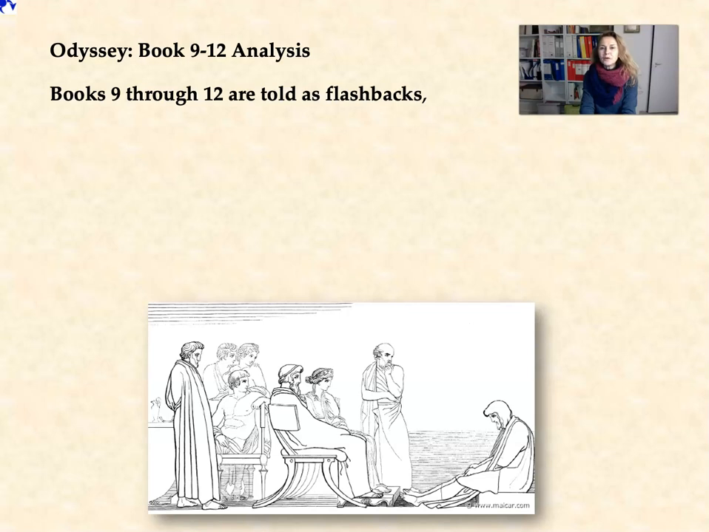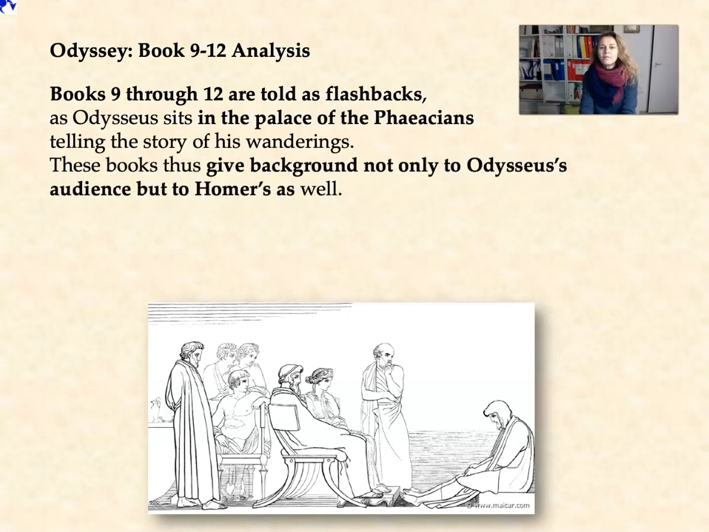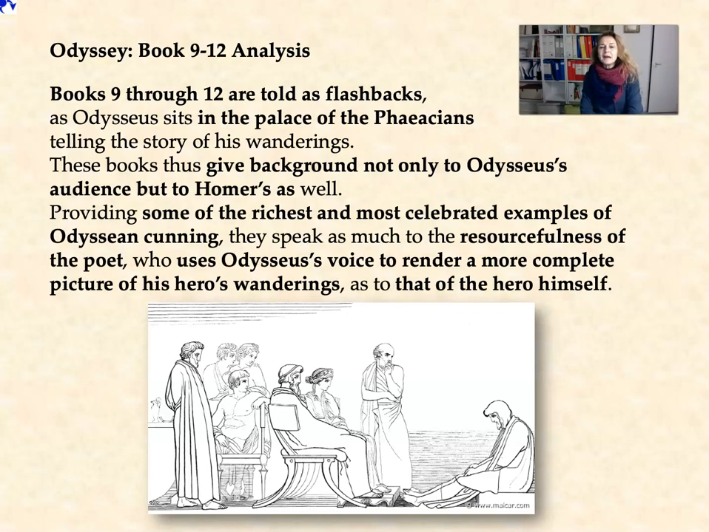So in the Odyssey, books 9 through 12 are told as flashbacks. Odysseus is in the palace as a guest in a palace of the Phaeacians, telling the story of his wanderings. So, in this way, these books give background not only to Odysseus' audience, to understand what happened before, but to Homer's as well. And they are providing celebrated examples of Odyssean cunning. Then they speak as much to the resourcefulness of the poet that's using Odysseus' voice to render a more complete picture of his hero's wanderings and that of the hero himself.